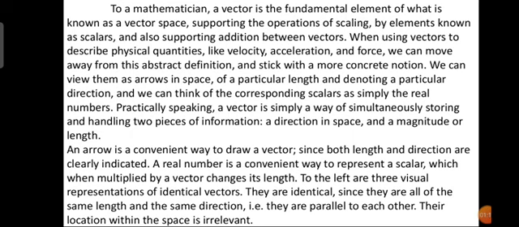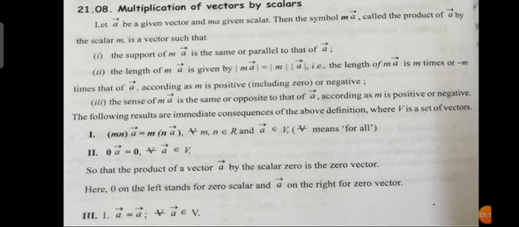The next section is multiplication of vectors by scalars. So you know what a scalar is. A scalar is a magnitude; it has magnitude but it has no direction. So what is multiplication of vectors by scalars?